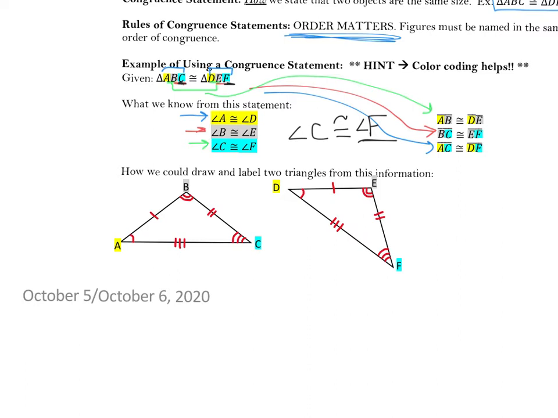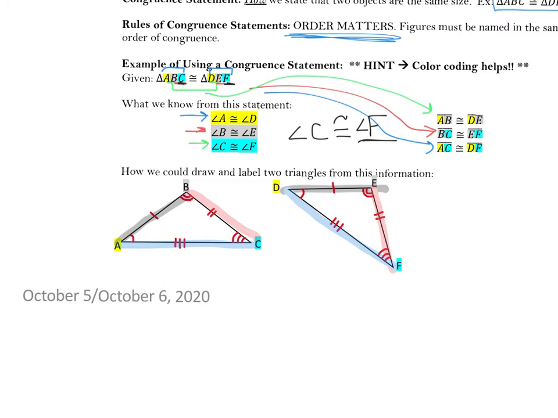Now we can do the same with the sides. AB and DE have 1 mark through each side. And then we also have BC has 2 marks as well as EF. And again, it's following the same order that we had with those statements in the beginning. And then AC has 3 lines through that segment of the triangle, and so does DF.